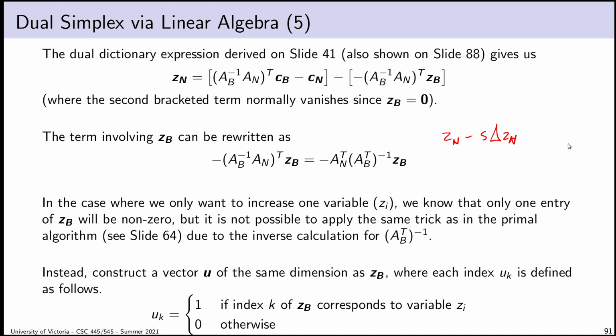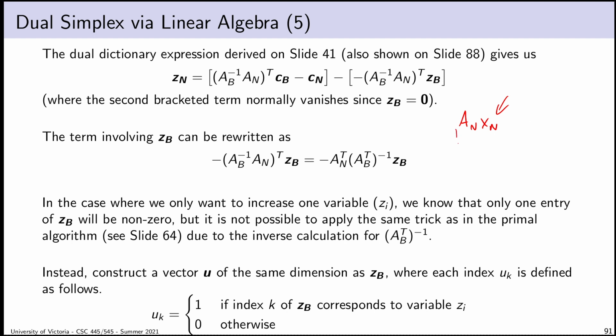So what I need there is to figure out what the vector delta ZN is, just like I did in the primal case. The trick we used in the primal case doesn't really apply here, and I can explain why that is. In the primal case, we concerned ourselves with this product here, AN XN. And I made the observation that if I'm only increasing one of my non-basic variables, xN will only have one non-zero entry.